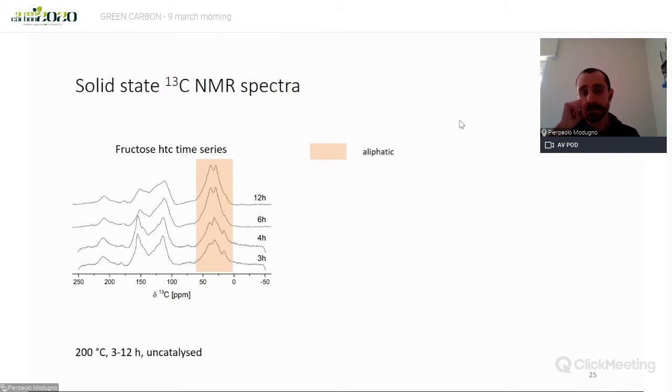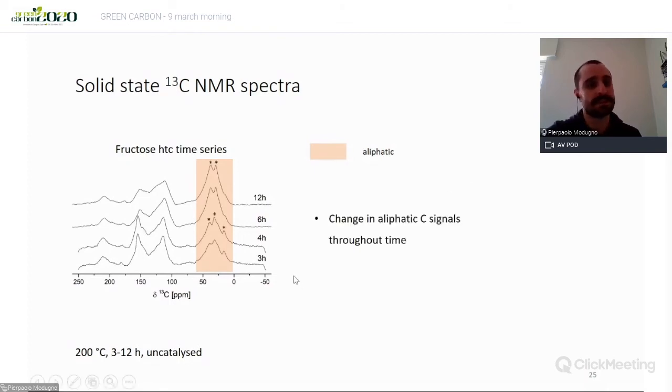So in this NMR spectra, we can distinguish 3 areas. The first area is highlighted in red and belongs to aliphatic carbon. And we see that there is an evolution as the reaction proceeds. So we see that there are 3 peaks in the early samples, and then there are 2 peaks in the longer reaction. This means that the aliphatic region of this material evolves as the reaction gets longer.